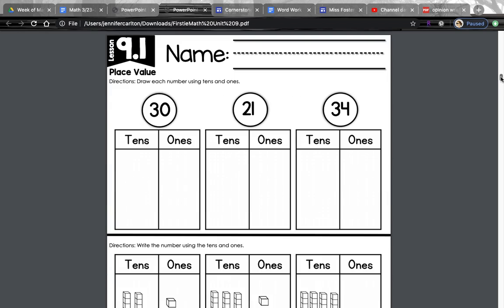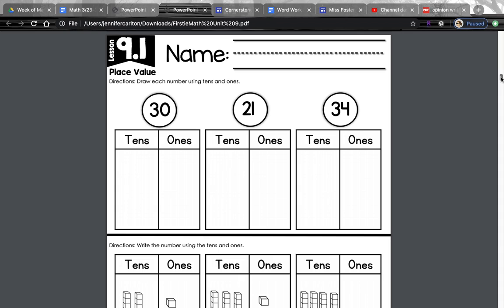All right, you are going to start with 9.1. All right, guys, and we're going to talk about place value today. We've done place value. For some of you, it was really easy. Most of you did well on it, so I think you'll do okay with this one. I cannot write like I would in the classroom, so you are just going to have to listen and follow my directions, okay? All right, place value, directions. Draw each number using tens and ones.